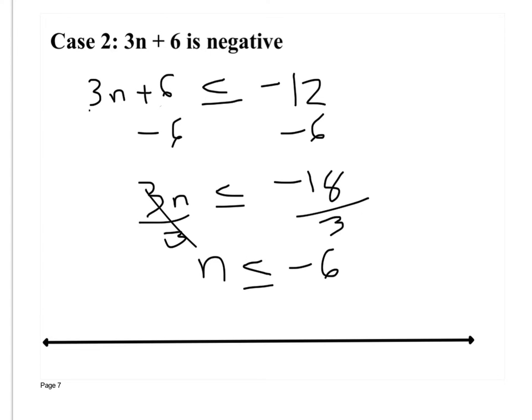So then we graph those. Here's -6. It's less than or equal to, so it's going to the left. n is also greater than or equal to 2, so it's a closed circle around 2, going to the right. Any questions on how to do that?